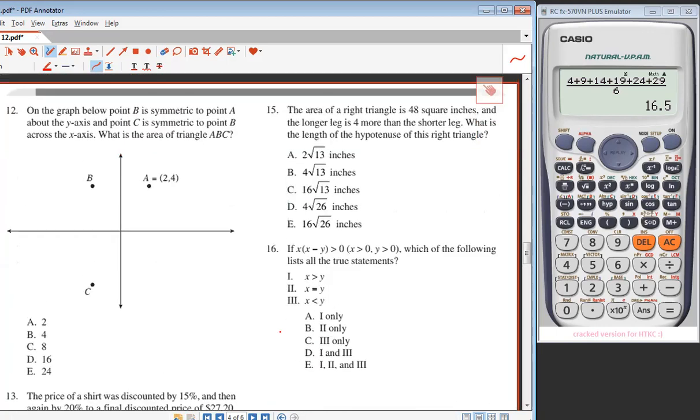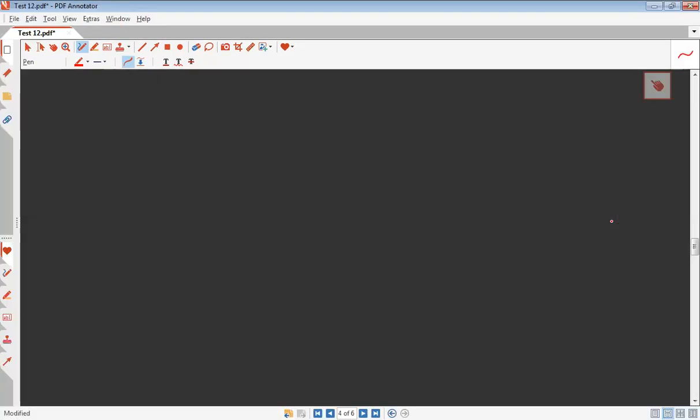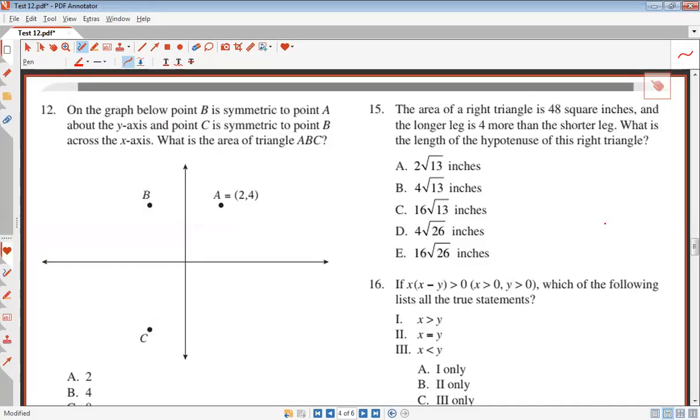Question number 12. To expand on the graph below, the point B is symmetric to the point A with the same distance. We can find out that the point B is (-2, 4).